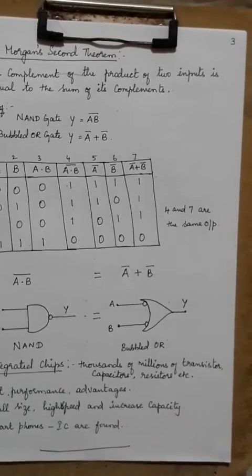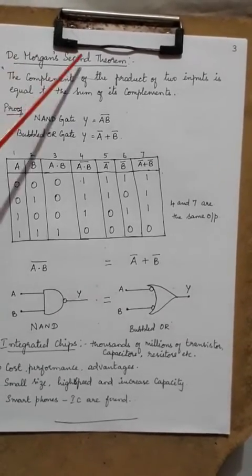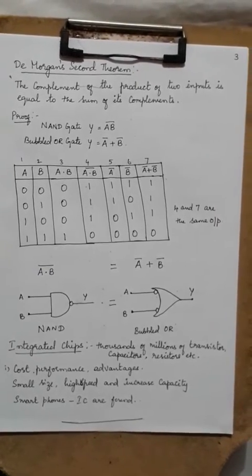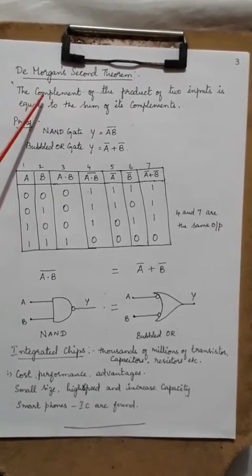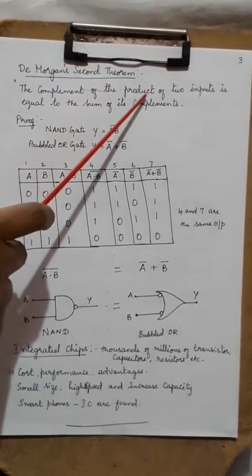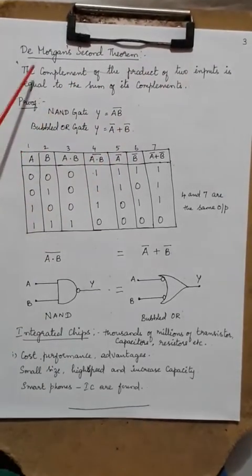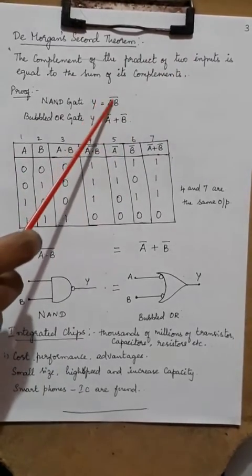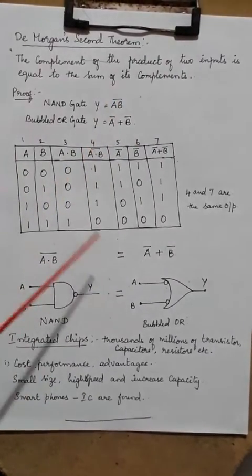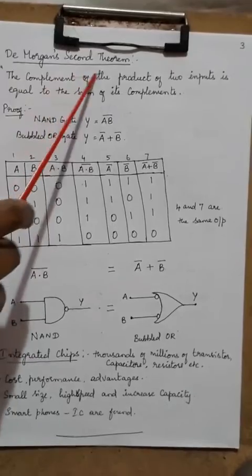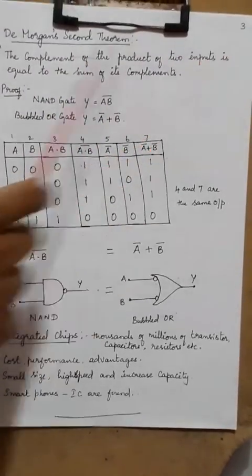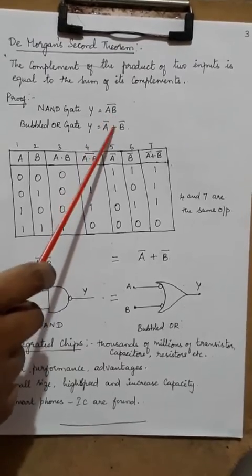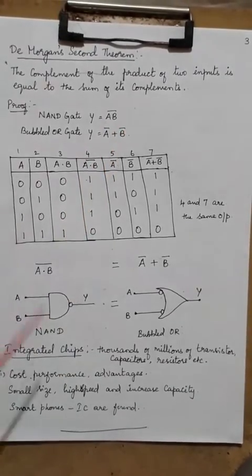Now moving on to the next topic, which is De Morgan's second law. First law was the complement of the sum. Here it will be the complement of the product of two inputs. This statement is written as A dot B the whole complement. The complement of the product of the two inputs is equal to the sum of its complements. That is A complement plus B complement.